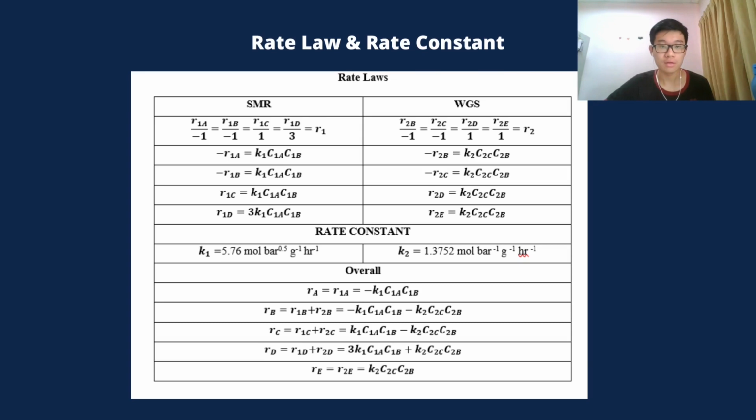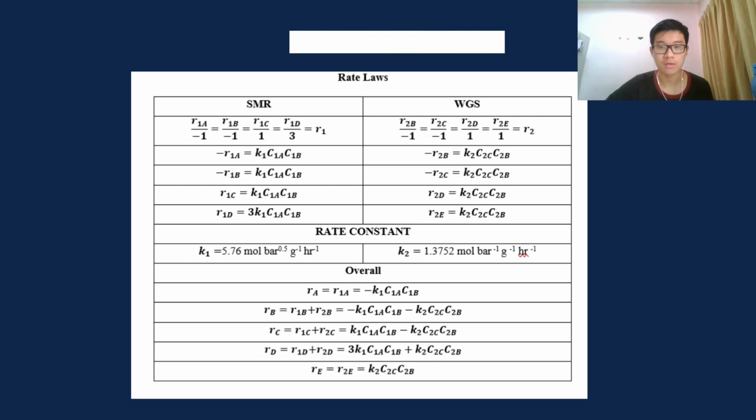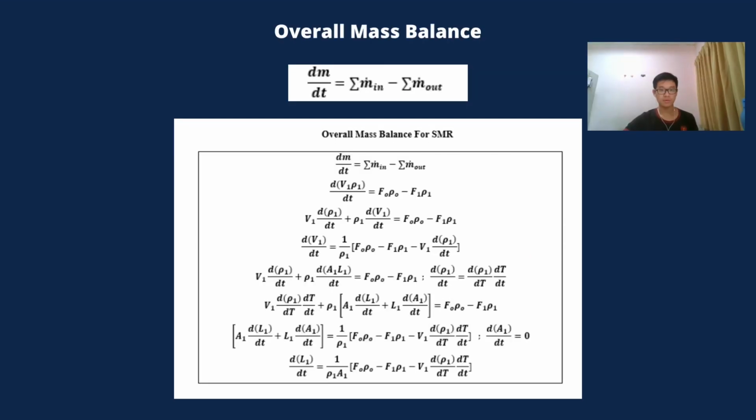Rate law of reaction. Since both reactions are elementary reactions, the rate of reaction in the SMR reactor is K1 times C1A times C1B. And the rate of reaction in the water gas shift reactor is K2 times C2C times C2B. Now we'll start to develop the mathematical model.